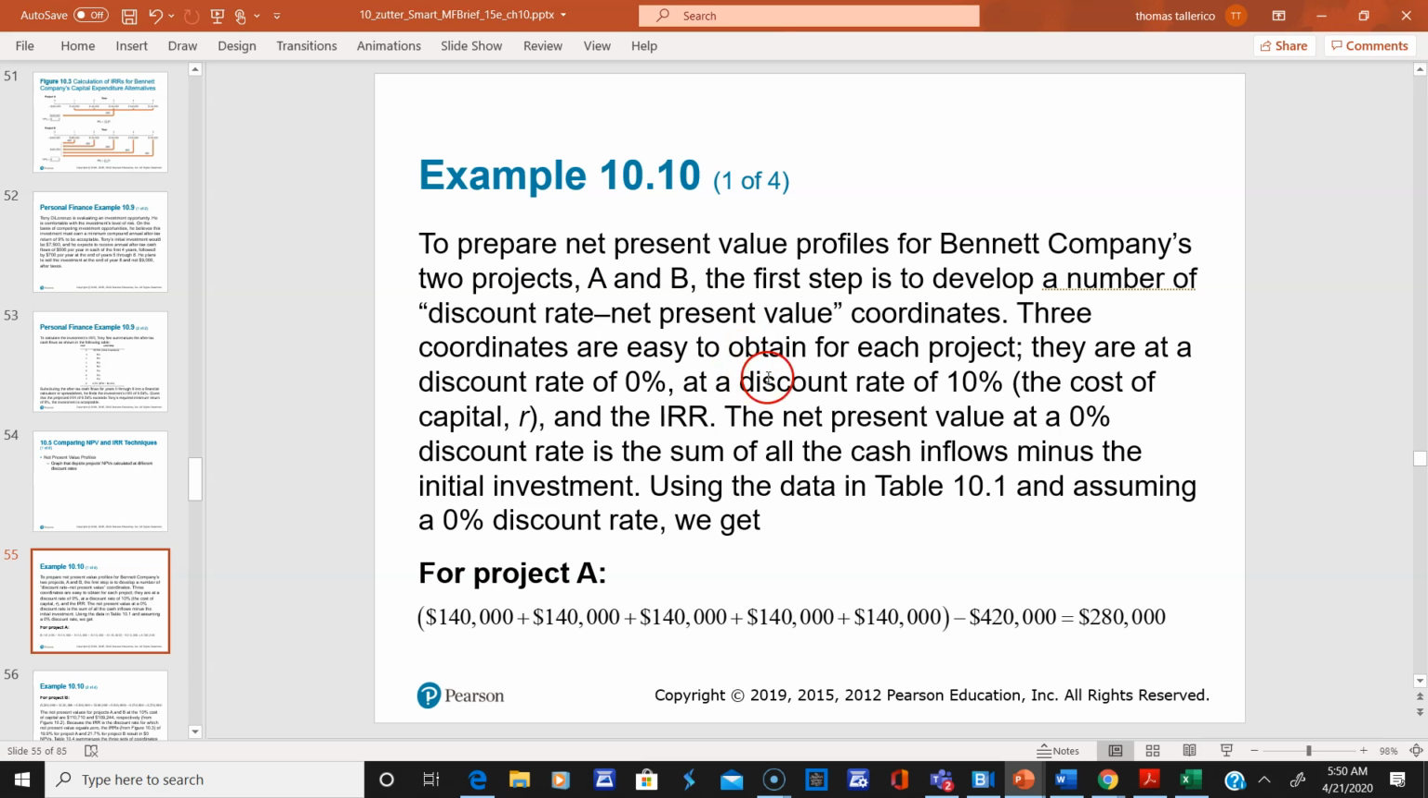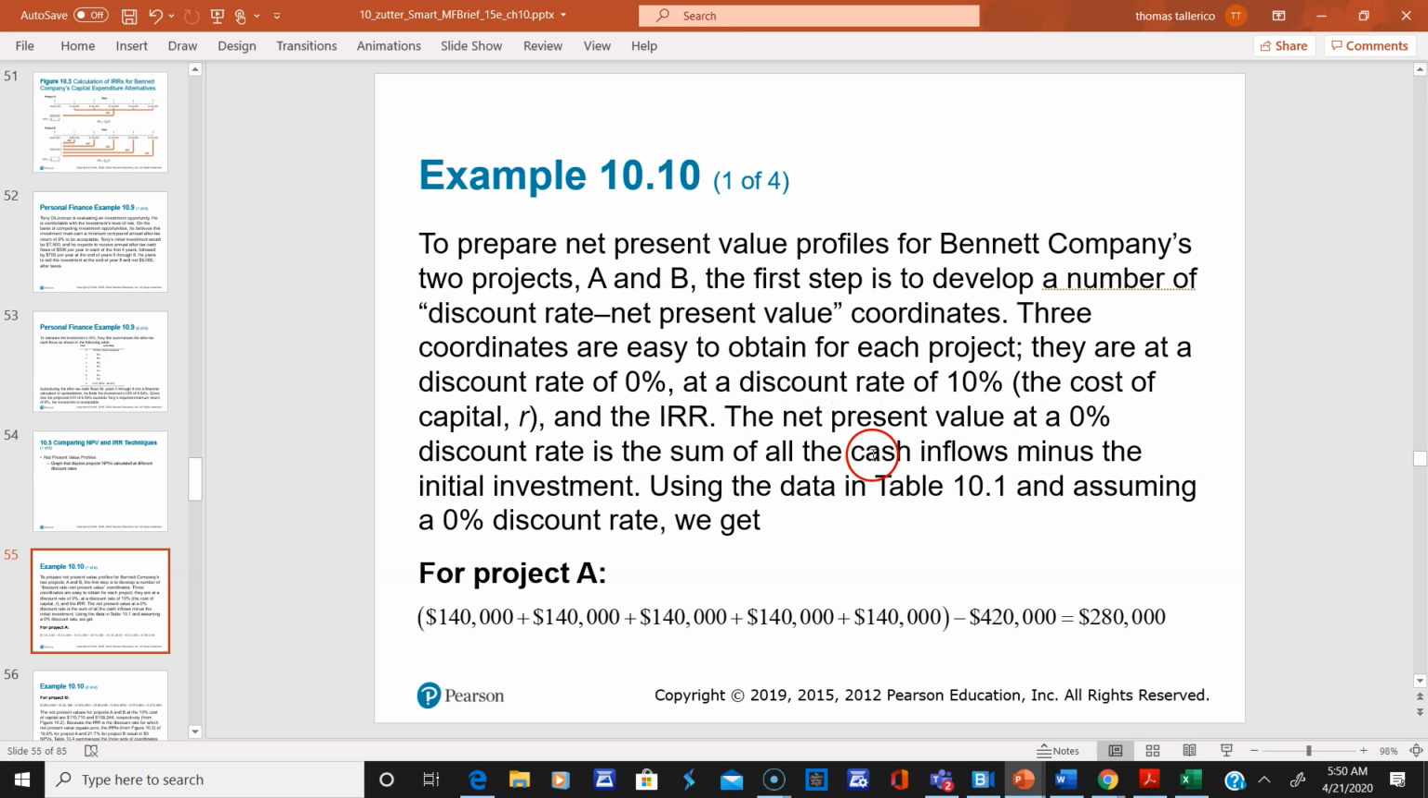All right, so to prepare net present value profiles, here's an example from your book for Bennett. There are two projects, A and B. So we have to develop a number of discount rates, right? And they're called these coordinates. Three coordinates are easy to obtain for each project: 0, 10, and the internal rate of return.